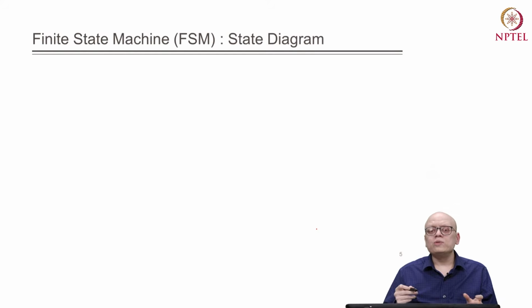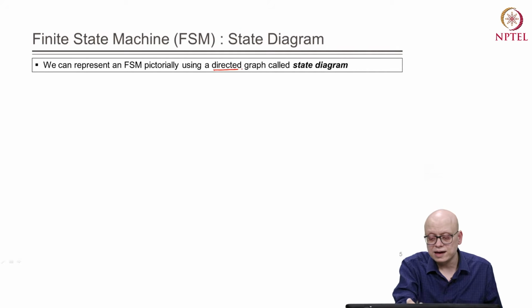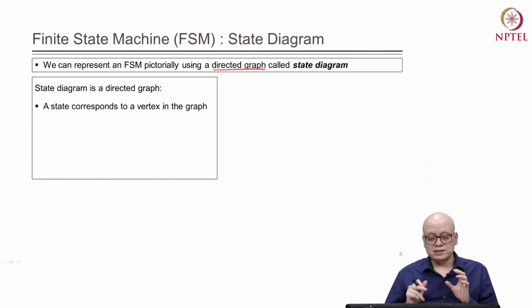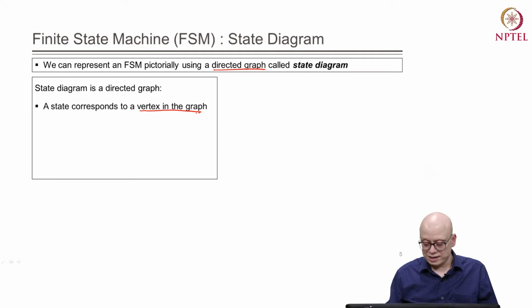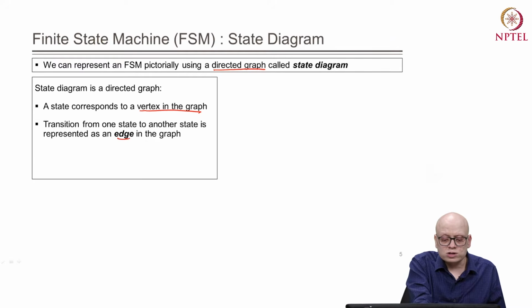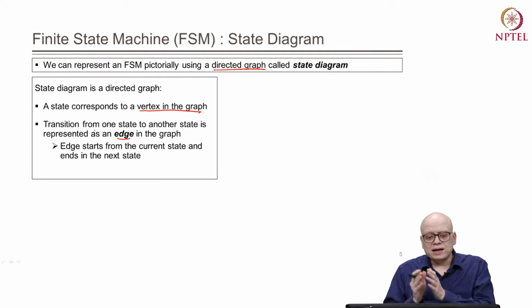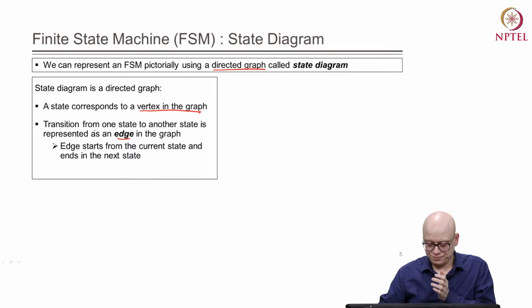Now, how do we represent an FSM? One convenient way to represent an FSM is using a state diagram. And what is a state diagram? A state diagram is a directed graph in which the vertices represent the states. And what does the edge correspond to? The edge corresponds to the transition from one state to another state, and the edge starts from the current state and goes to the next state.